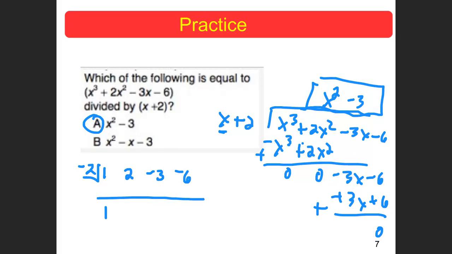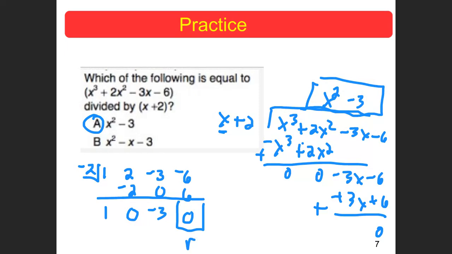Then we multiply. -2 times 1 is -2. Then we add down. 2 minus 2 is 0. Then we multiply again. -2 times 0 is 0. Add straight down. -3. Then we multiply. -2 times -3 is 6. Add straight down. 0. The last number is always the remainder. So my remainder is 0.